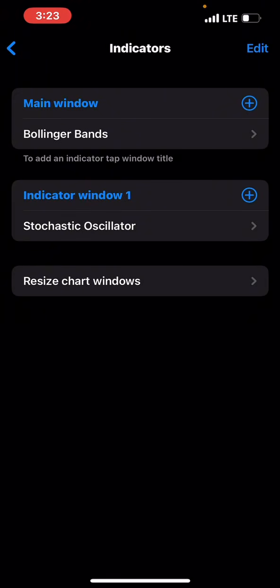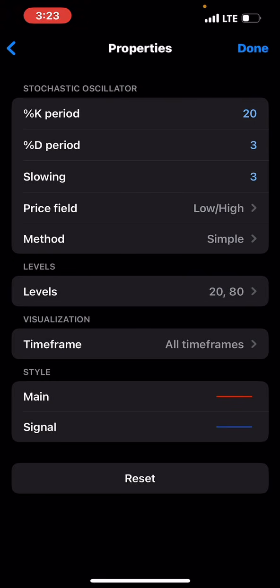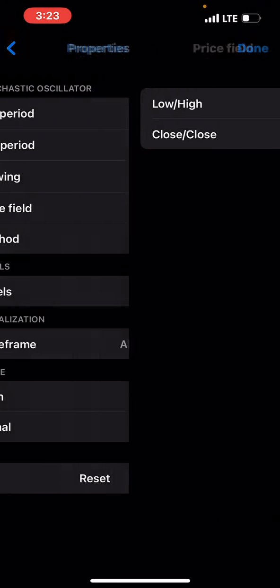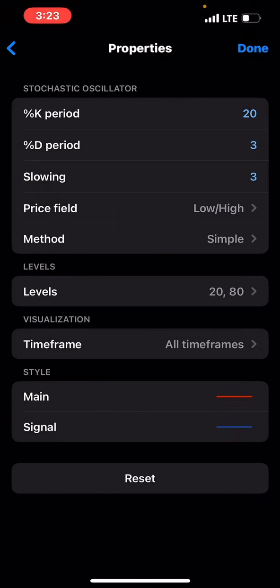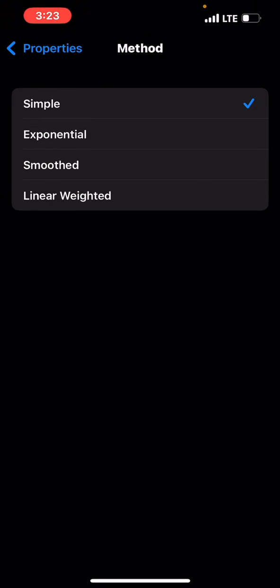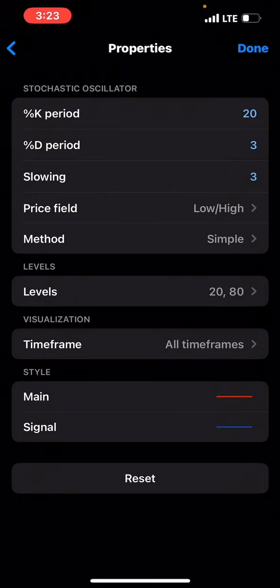The next one would be the stochastic oscillator, and for K period we're using 20, D period we're using 3, slowing 3, price field is low/high. All right, choose low/high, not close. For method, it's simple. Okay, choose simple. And for levels, we're using level 20 and level 80.